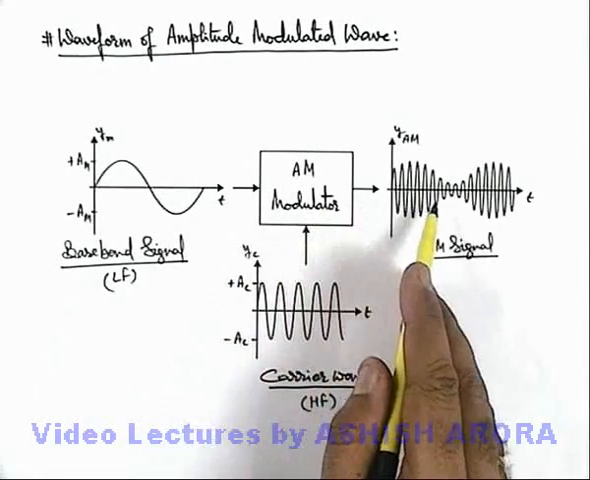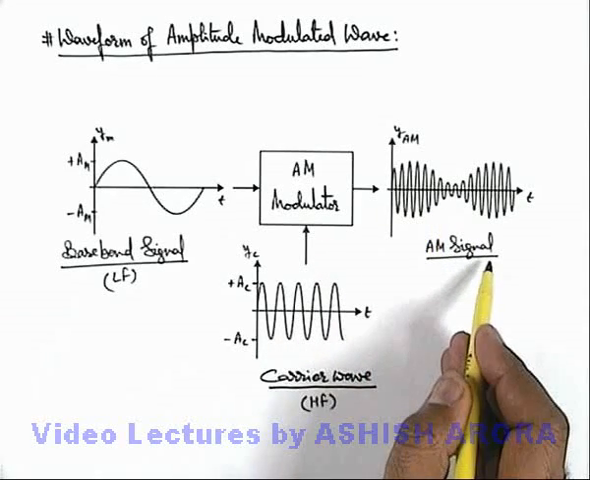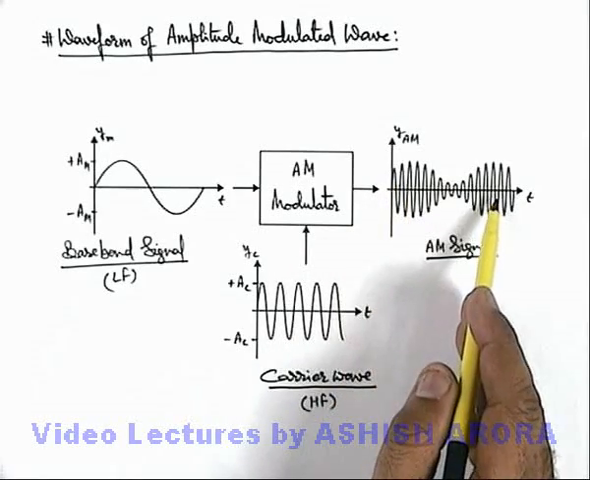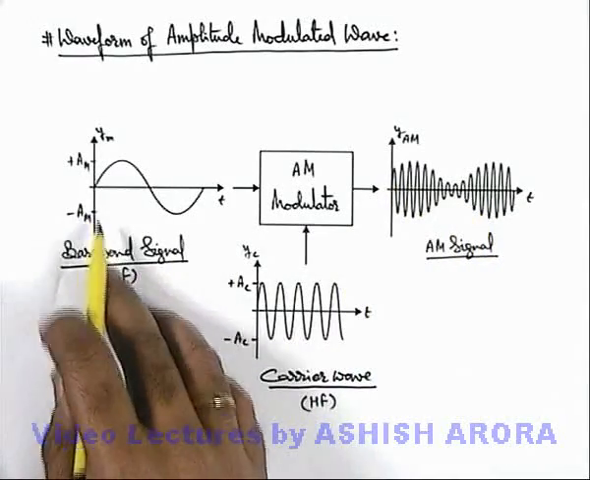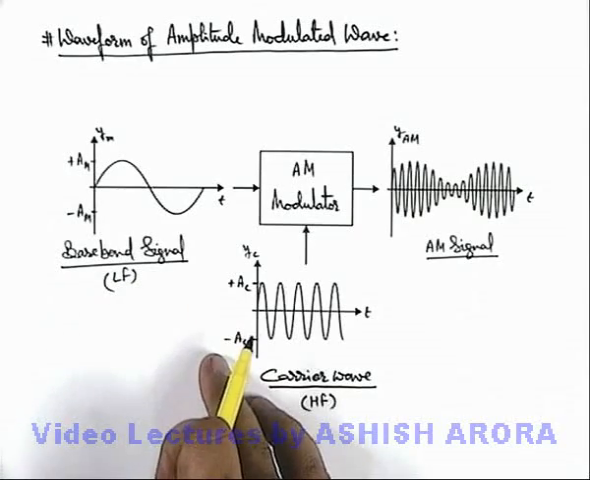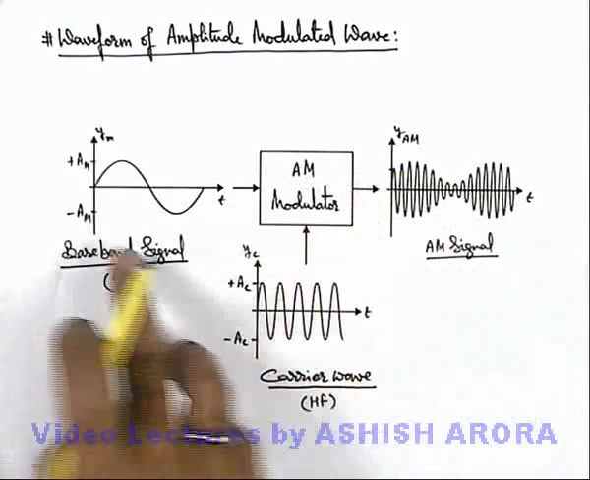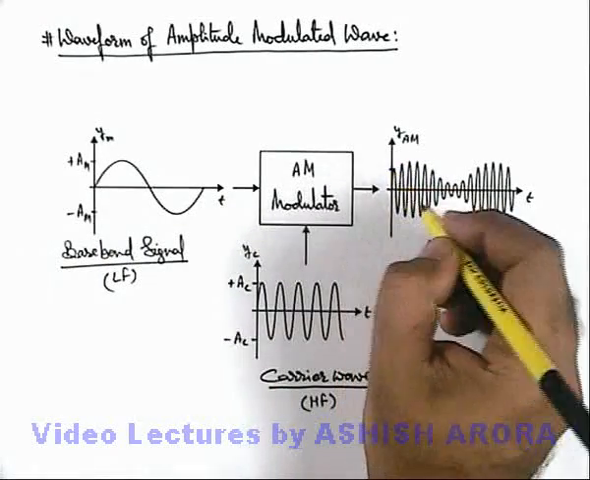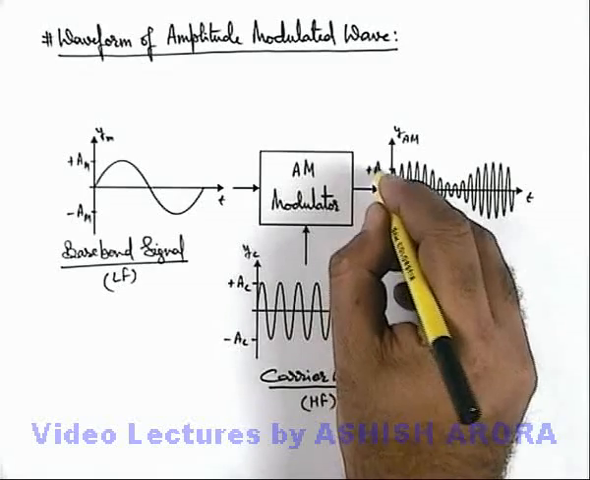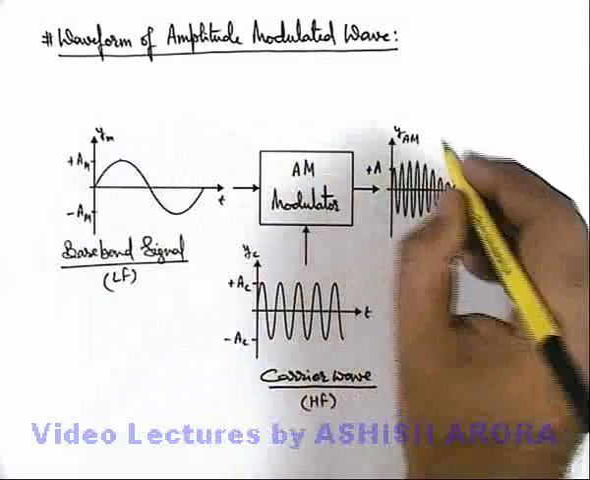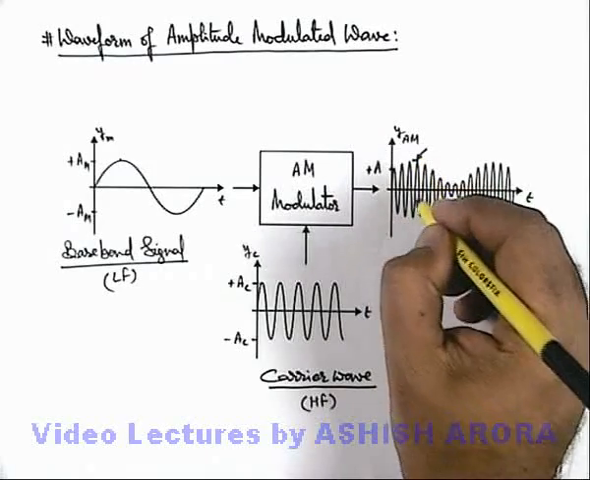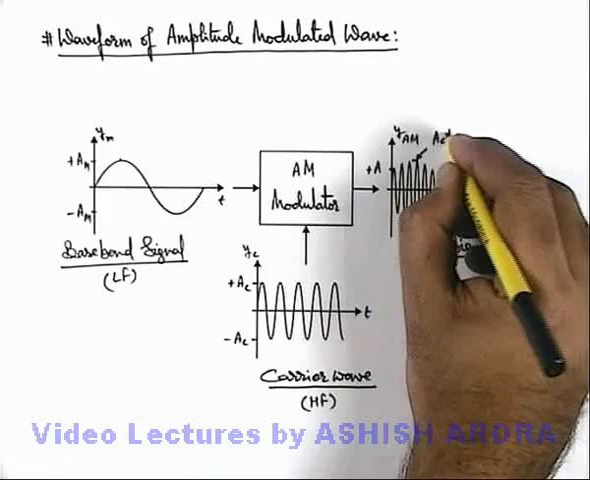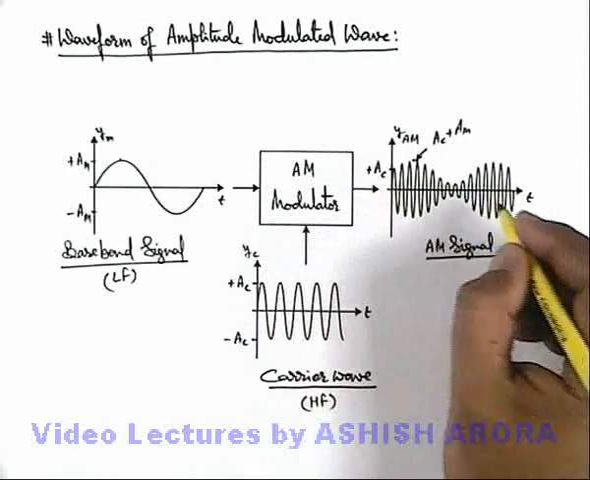The output produced, we have discussed, is an amplitude modulated signal, where the amplitude of the final high frequency wave will be varied according to the information in the baseband signal. Here you can see the initial displacement of the baseband signal is 0. So the initial amplitude of oscillation for the AM signal will be AC, and when it becomes maximum, you can see the amplitude of oscillations when the baseband signal displacement is maximum will be AC plus AM.